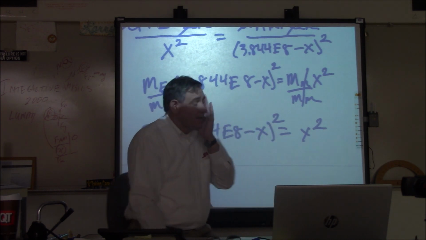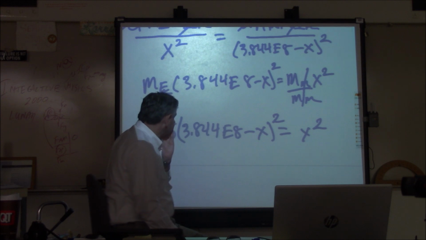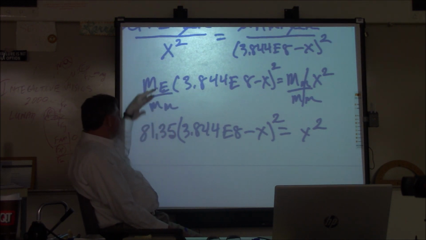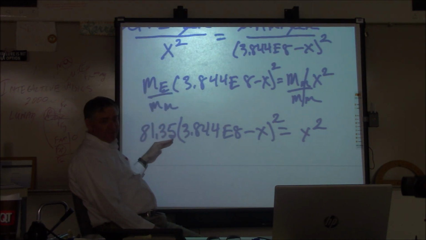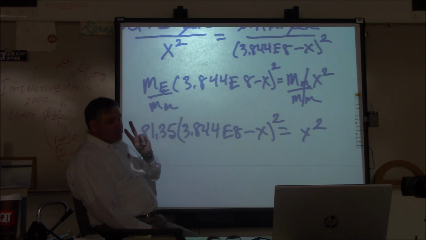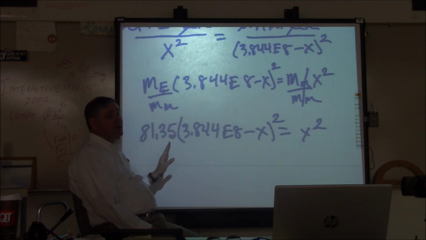Okay? Now, what this means is that the Earth is 81.35 times more massive than the moon is. Okay, so just on a straight division, that's how much more massive the Earth is than the moon. So, we want to solve for x. Now, there's two ways that you can do this. I'm going to explain the first one, but I don't recommend you do this because it's a god-awful amount of work.